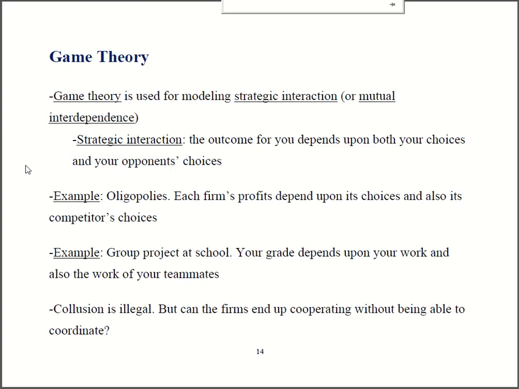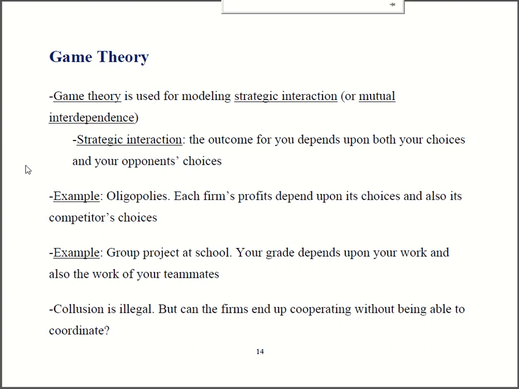So oligopolies are cases where game theory applies. Another example you might be familiar with is a group project at school. Back when I was an undergraduate, group projects were very fashionable. The outcome depends not just on your own effort in the group project, but also on what your teammates are doing. So that's another case where game theory can apply.